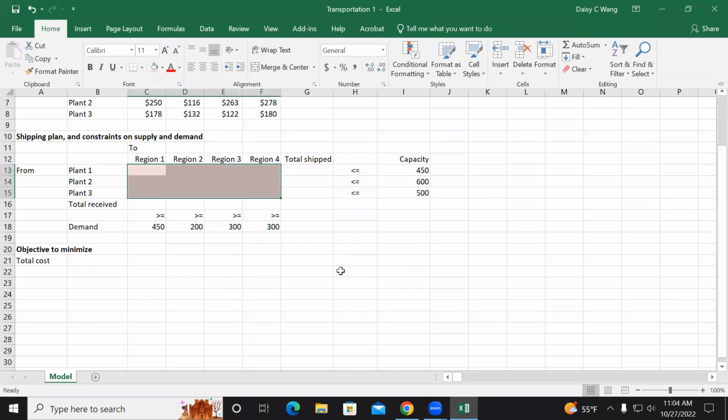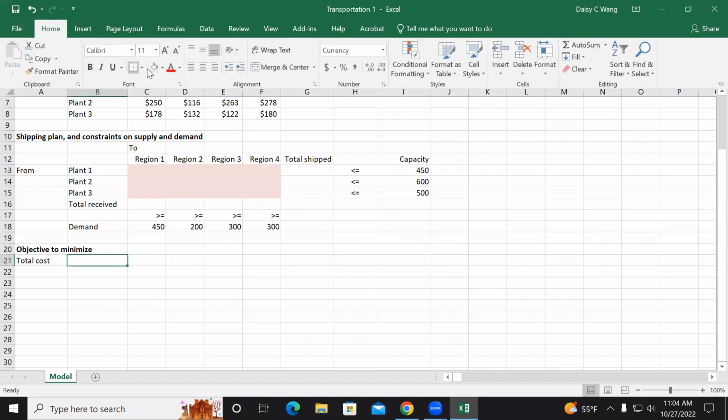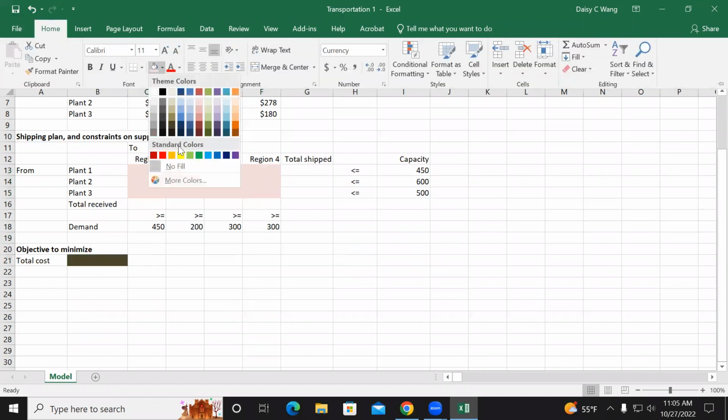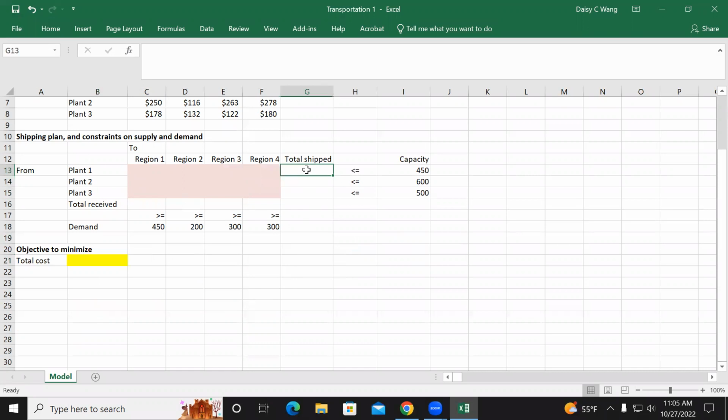So we put pink, and then the total cost, let me just put yellow, so I can find it when I'm in Solver. So the formula we need is total shipped. This one is relatively easy. Basically from plane 1 to region 1, 2, 3, 4, those are the total shipped. And then we can just drag it down.